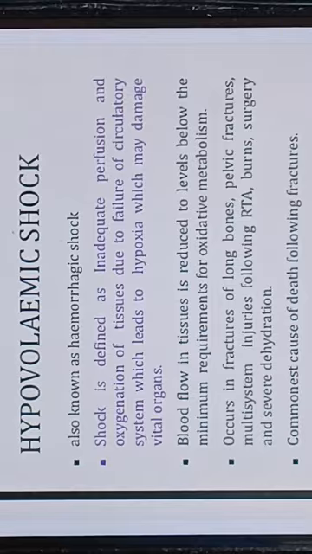Hypovolemic shock is also called hemorrhagic shock. First of all, what is meant by shock? Shock is defined as inadequate perfusion and oxygenation of tissues due to failure of the circulatory system, which leads to hypoxia, which may damage the vital organs. Blood flow to the tissues is reduced. It occurs in fractures of the long bones, pelvic bones, and multi-system injuries following RTA, burns, surgery, and severe dehydration. The commonest cause of death following fracture.